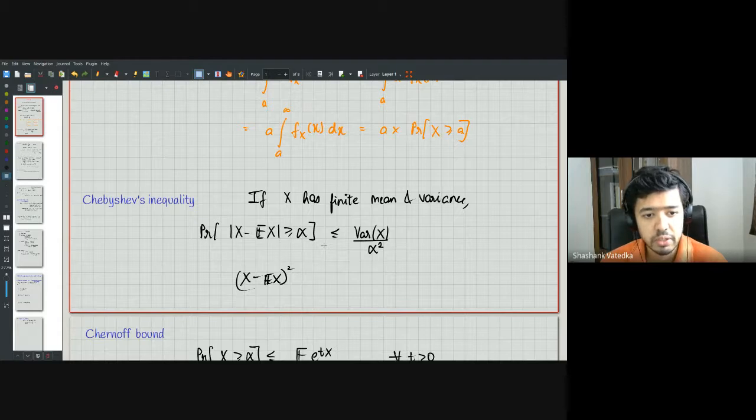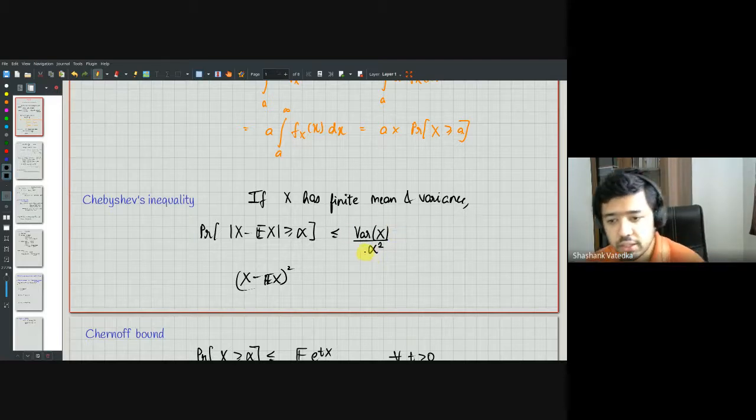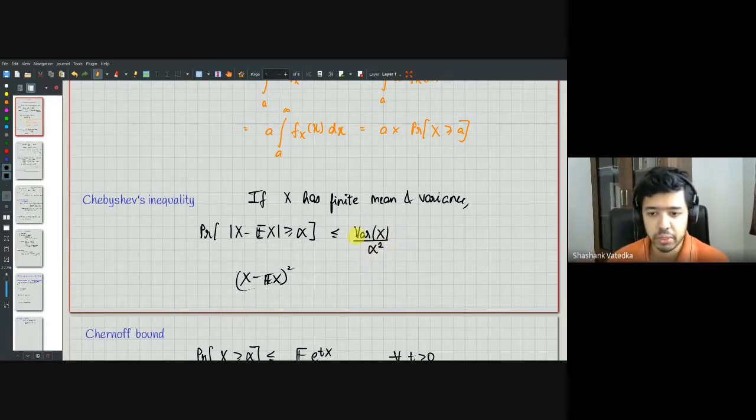So, for example, by using Markov's inequality, you can prove Chebyshev's inequality and the Chernoff bound. So, Chebyshev's inequality says that if a random variable x has finite mean and variance, then the probability that x deviates from the mean by some amount alpha is less than or equal to the variance of x divided by alpha square.